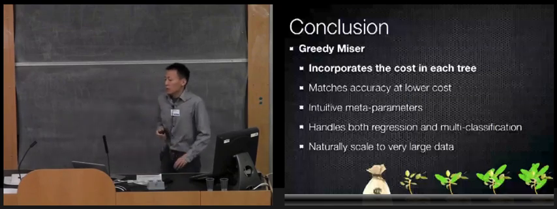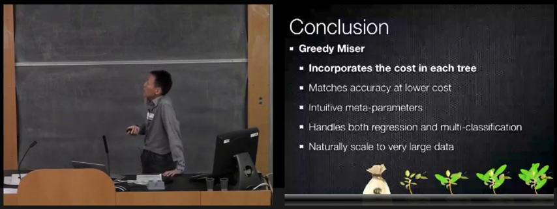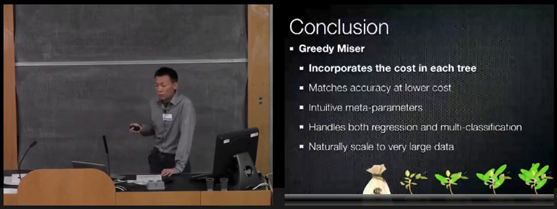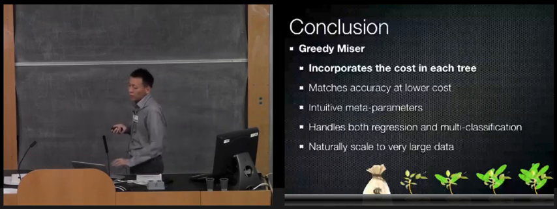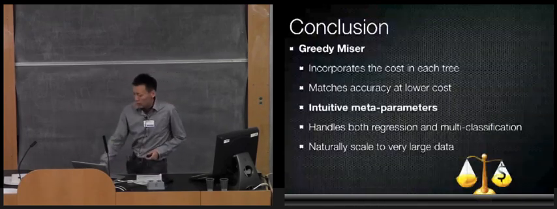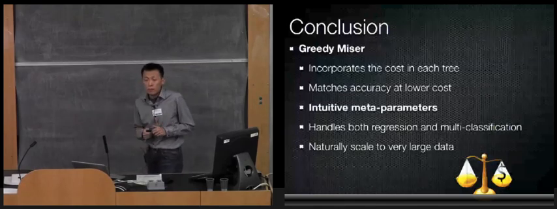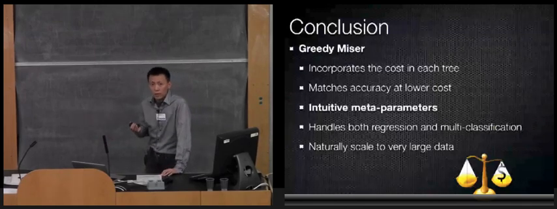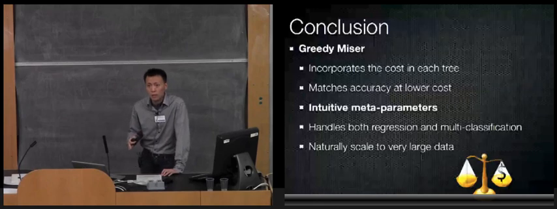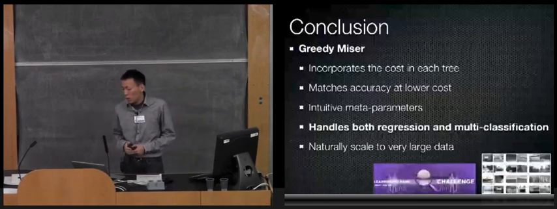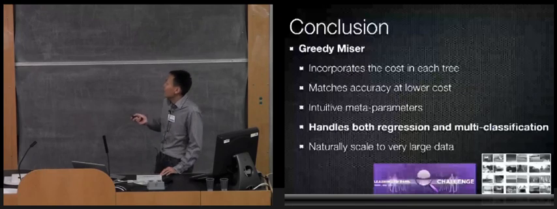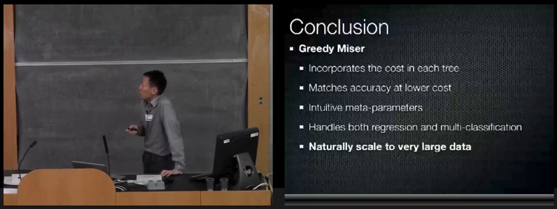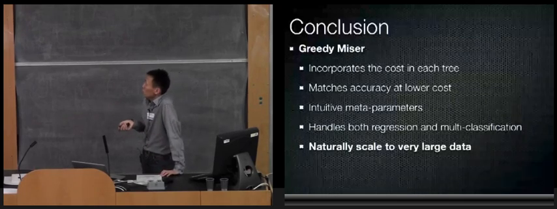In conclusion, we designed a new algorithm, which is the Greedy Miser. It incorporates the cost when building each tree, which is different from previous approaches, and it matches the accuracy at lower cost. And it has two intuitive meta-parameters. The total number of iterations controls the tree evaluation cost. The Lagrange multiplier lambda trades off the feature extraction cost and accuracy. It handles both regression and multi-classification problems, and because it's a variant of the CART algorithm, it naturally scales to very large datasets.